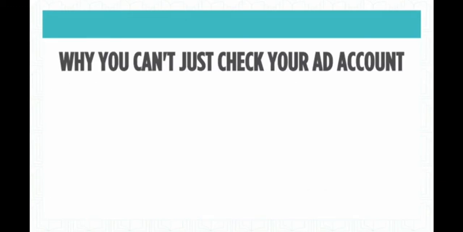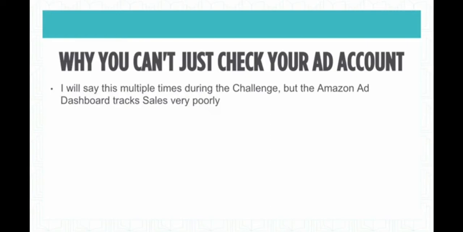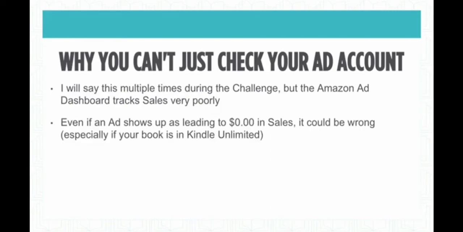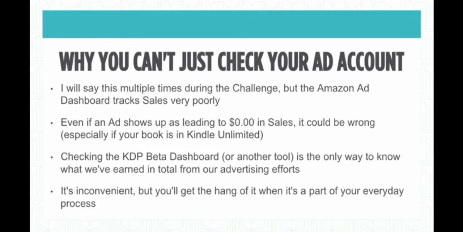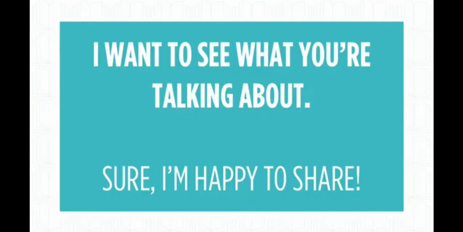So, why can't you check your ad account? I'm going to say it multiple times. The sales are tracked poorly. Even when an ad shows up as $0 in sales, it could be wrong, especially if your book is in KU. Checking ReaderLinks or Book Report or the KDP Beta Dashboard is the only way to know what we've earned in total from our advertising efforts. It is inconvenient, I agree, but you're going to get the hang of it when it's a part of your everyday or every week process.